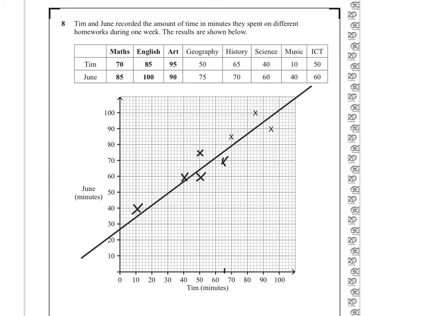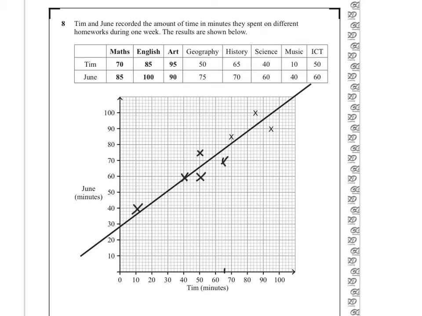No two people's line of best fit will be the same. You need approximately the same numbers above the line as below. And you should have as many points as possible going through the line. And I would put mine roughly about here.